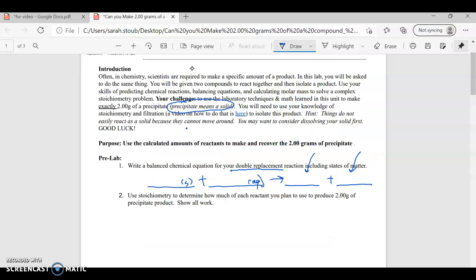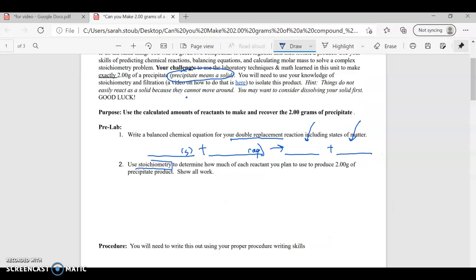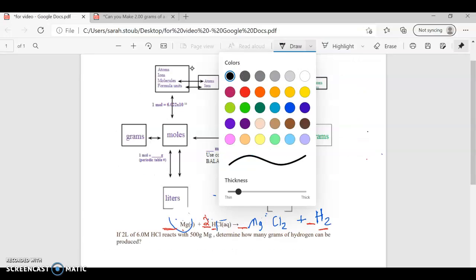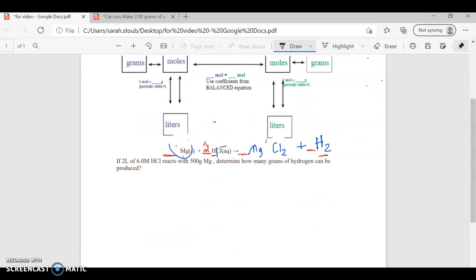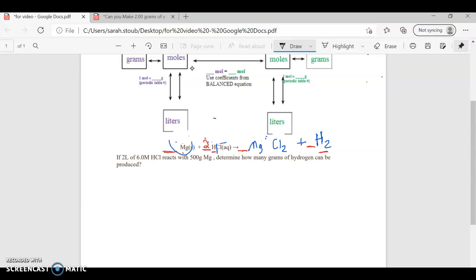The next step in your 2-gram challenge is to do some stoich. Stoichiometry is that fancy word for doing a bunch of math in order to figure out how many grams you're going to need to put in to get 2 grams out. Now I'm going to do this problem to show you how to do that, but I'm doing it opposite. We did this problem in class, but the question is similar. It says there are 2 liters of 6 molar HCl. That means I've got 2 liters of it and it's 6.0 molar. Then it tells me I have 500 grams of magnesium. How many grams of hydrogen can be produced? That's my question part.